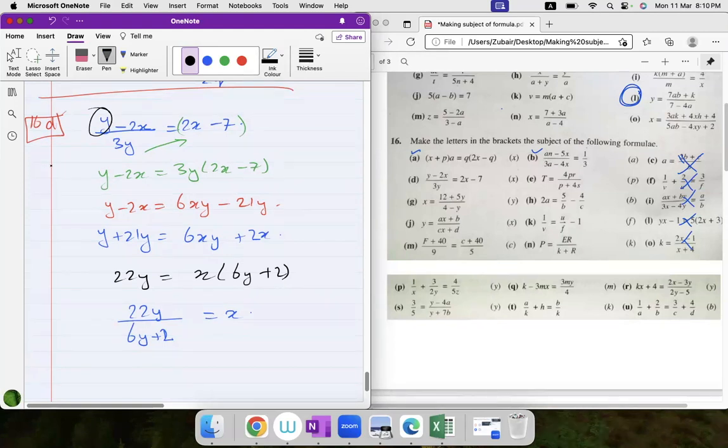So 6x plus 2x, 22y equals x 6y, x equals 22y over 6x. After this step written in red, I just chose to take that on the right hand side just to have positive numbers.